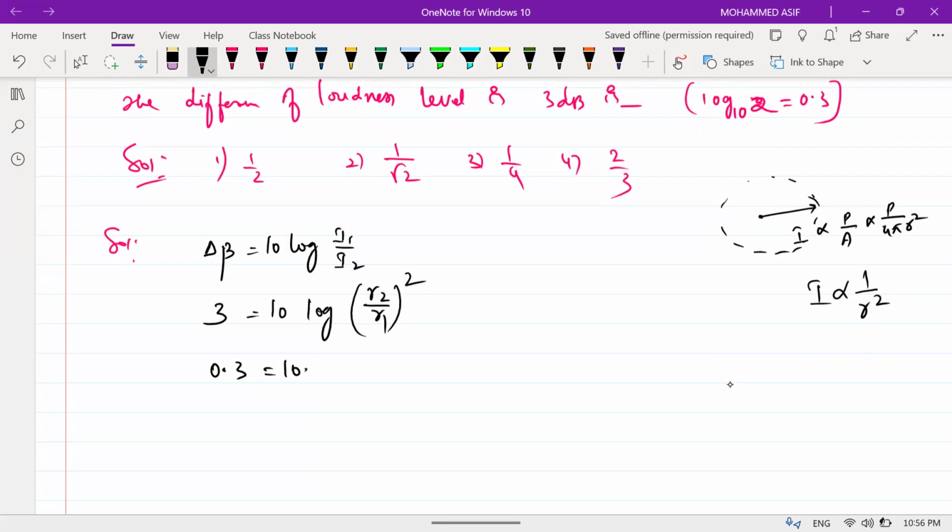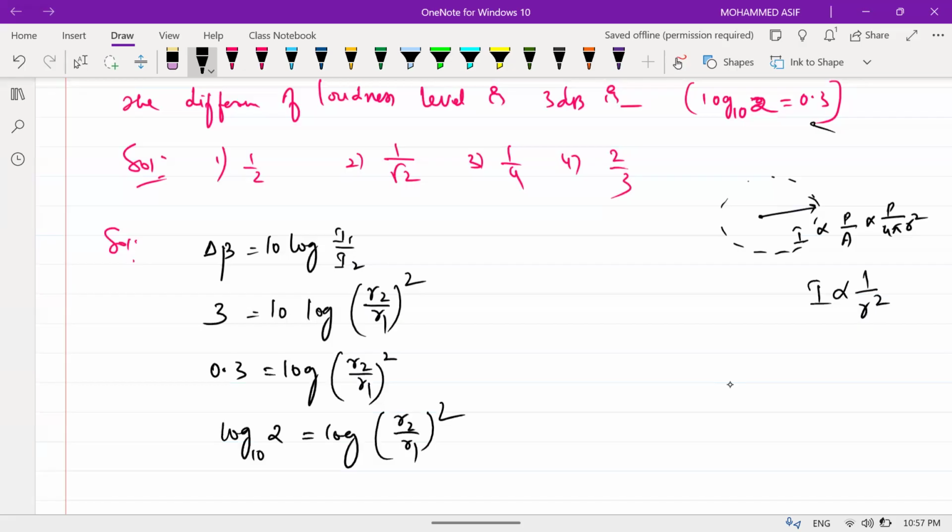That is equal to log of R2 divided by R1 whole square. So this will become log base 10 to the 2. Isn't it? The value 0.3 is already given for me in the problem. So log base 10 of 2 will be equal to log of R2 divided by R1 whole square. So the log to the base 10 gets cancelled, and R2 divided by R1 will be equal to how much, better? Root 2. So R1 by R2 will be equal to how much value? 1 by root 2. So the option will be the second.